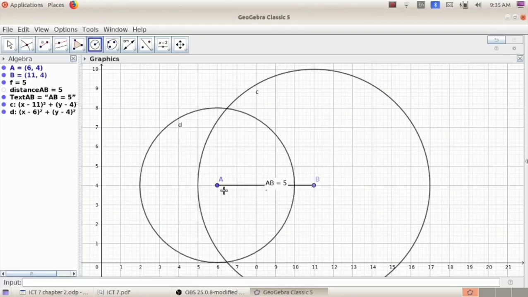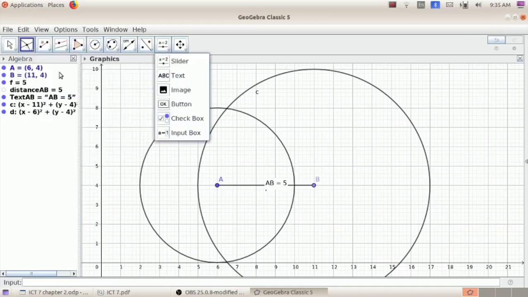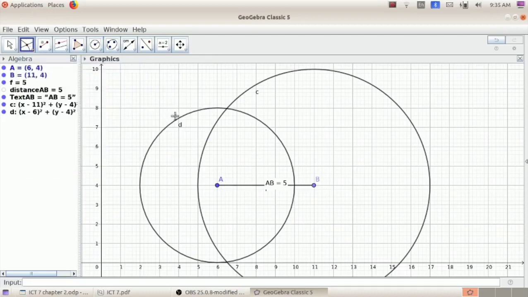Now we have to find the intersection points of these two circles. For that, select the intersect tool. Click on first circle, then click on second circle. We got the two intersection points of these two circles. Here we got the point C. We will join AC and BC.